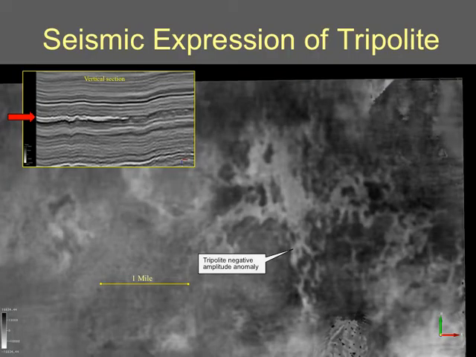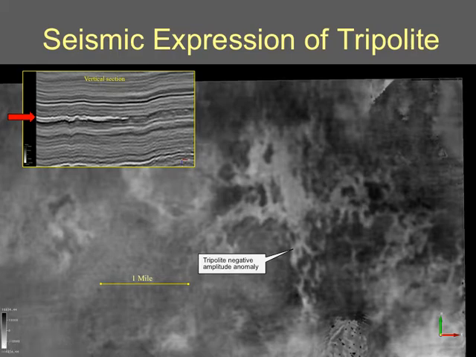Another way to look at this tripolite, rather than do a geobody, in this case we have flattened the data on this horizon right here, although it's not flattened here, but we did track this horizon, which is sort of the lowest Pennsylvanian age horizon that we can track, and then we flatten on it and we slice through the top of the Mississippian and we see this picture.